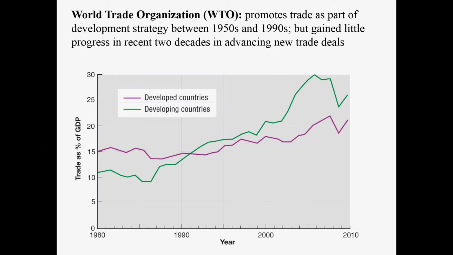So in this context, we can talk a little bit about the World Trade Organization. This is an international organization that promotes trade as part of a development strategy between the 1950s and 1990s. It used to be called the General Agreement on Tariffs and Trade, and in 1995, it changed to World Trade Organization.